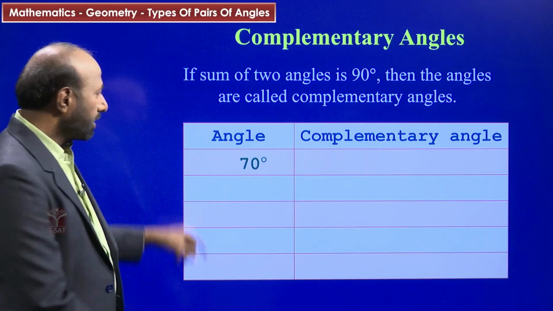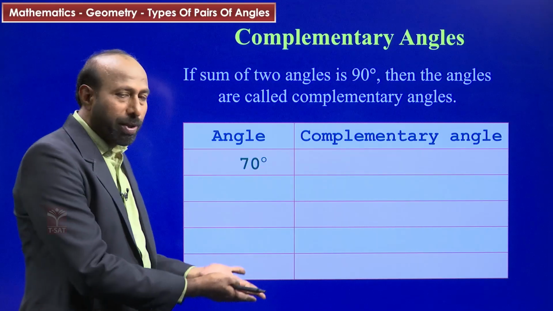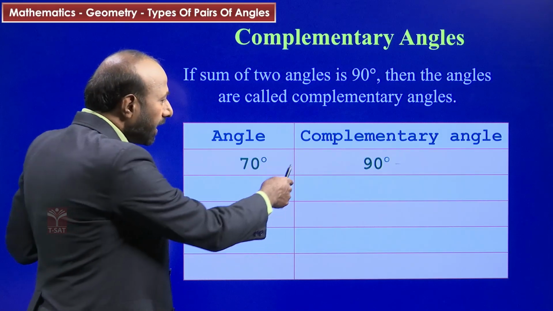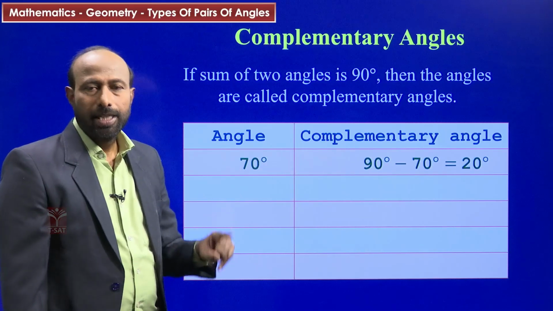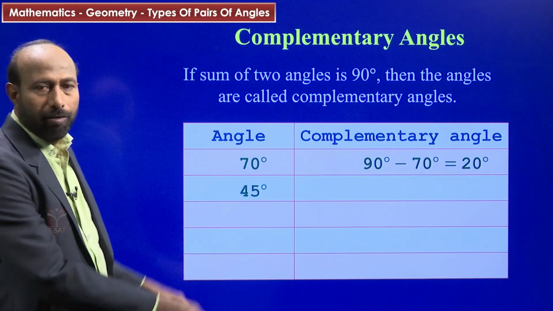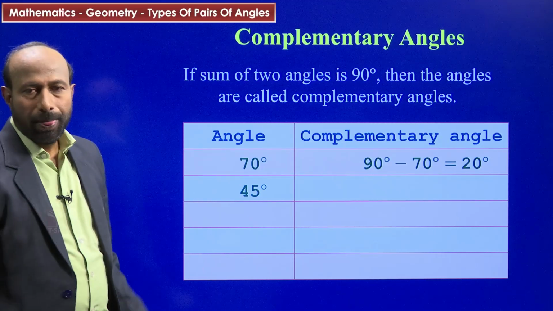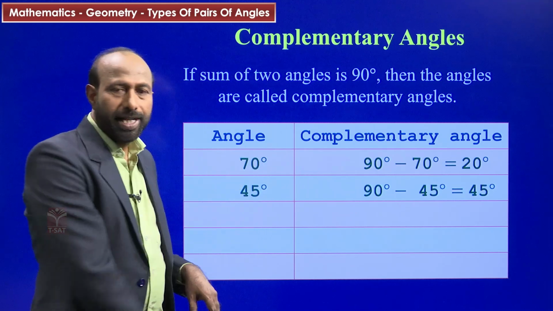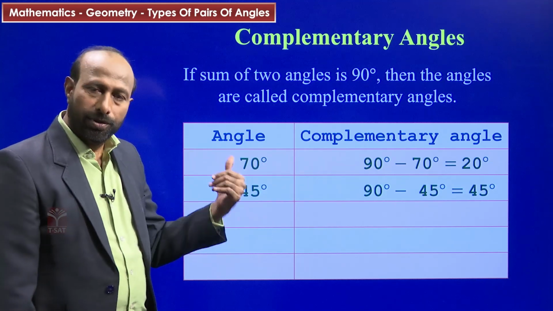So, take an angle 70 degrees. Then what is the complementary angle of 70 degrees? The complementary angle of 70 degrees is 90 degrees minus 70 degrees, that is 20 degrees. Again, we have another angle here, 45 degrees. The complementary angle of 45 degrees is 90 degrees minus 45 degrees, which is equal to 45 degrees.